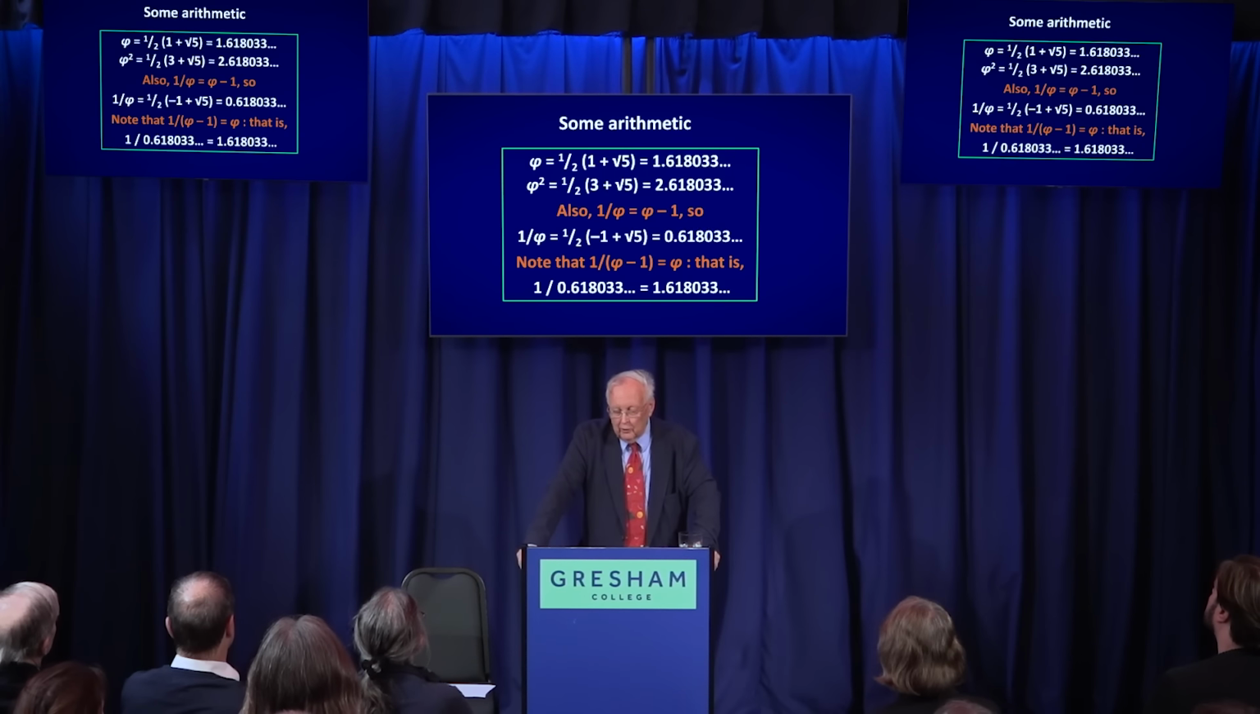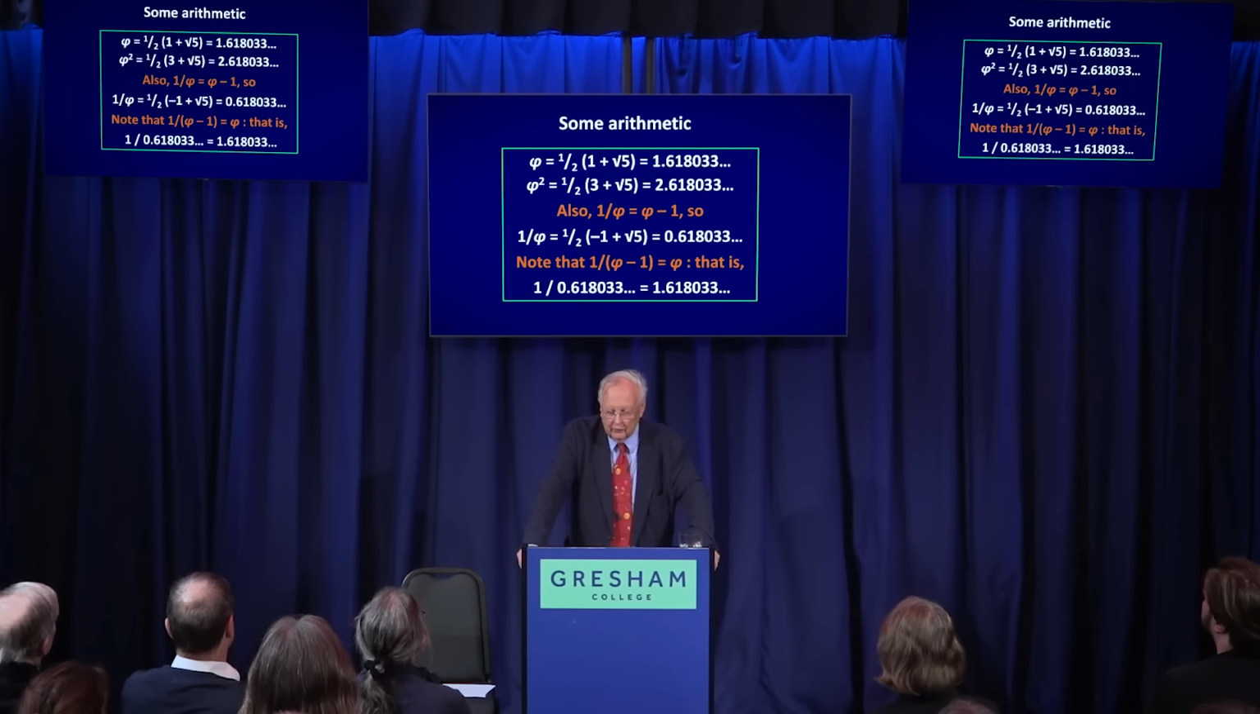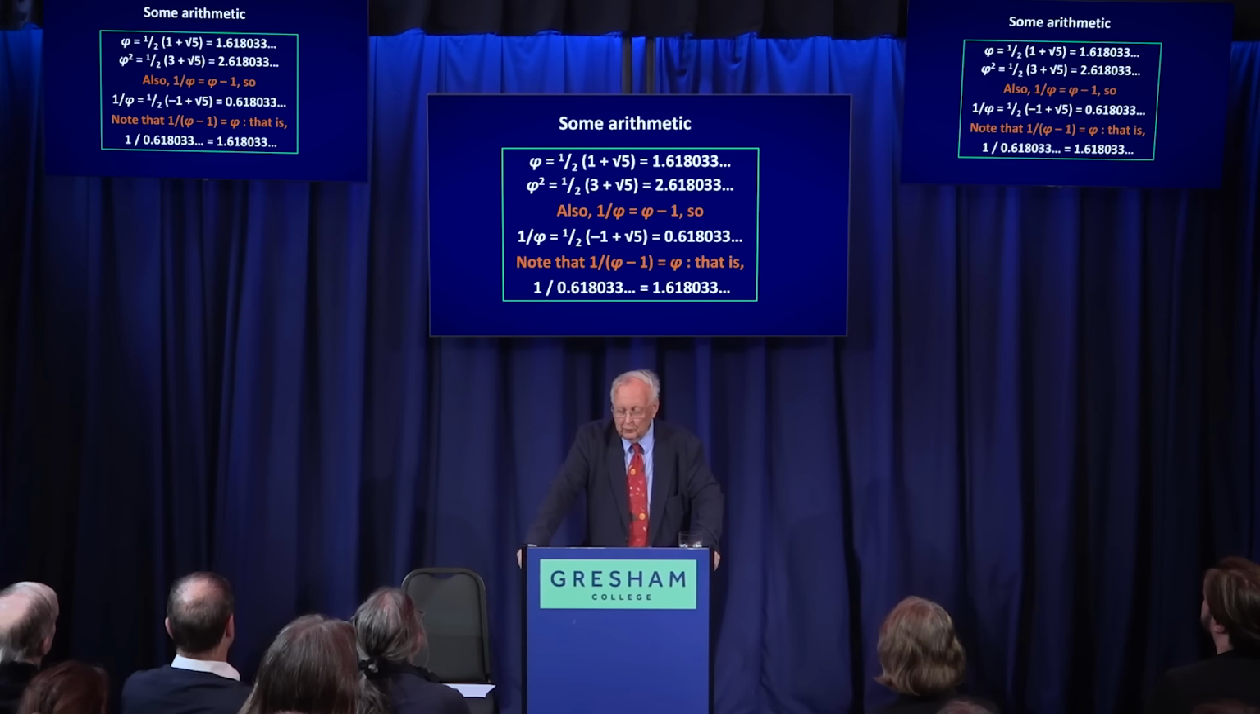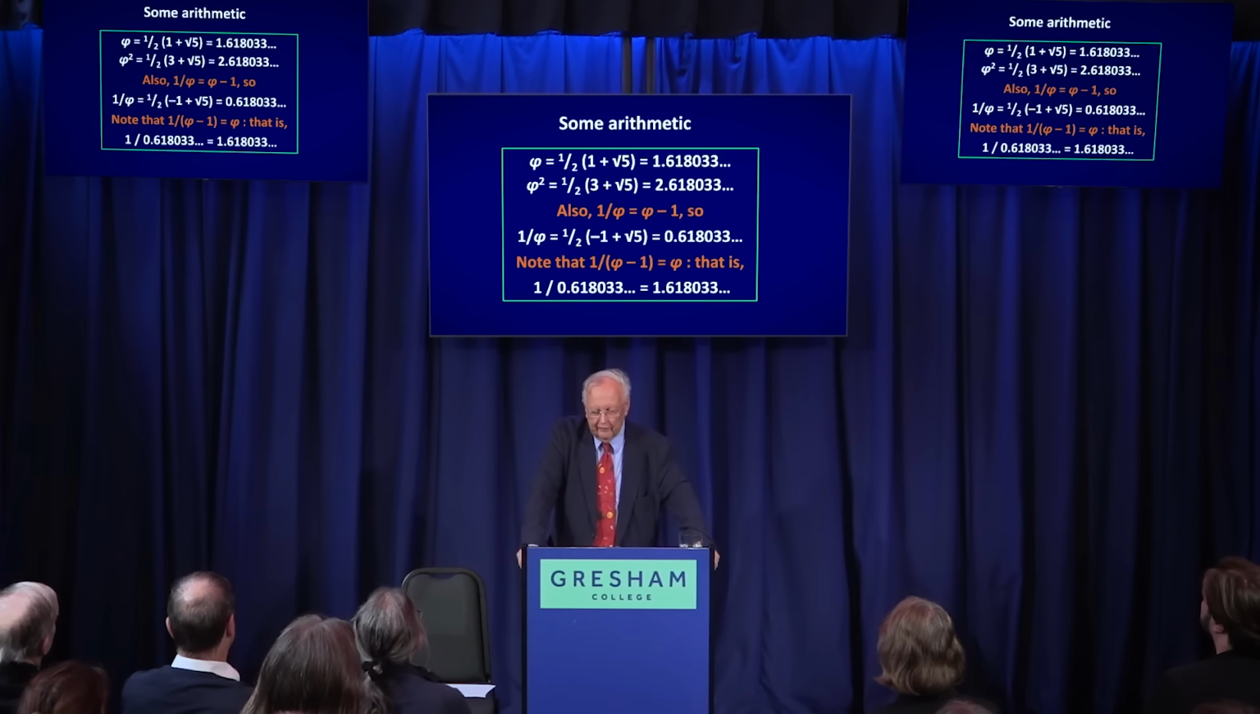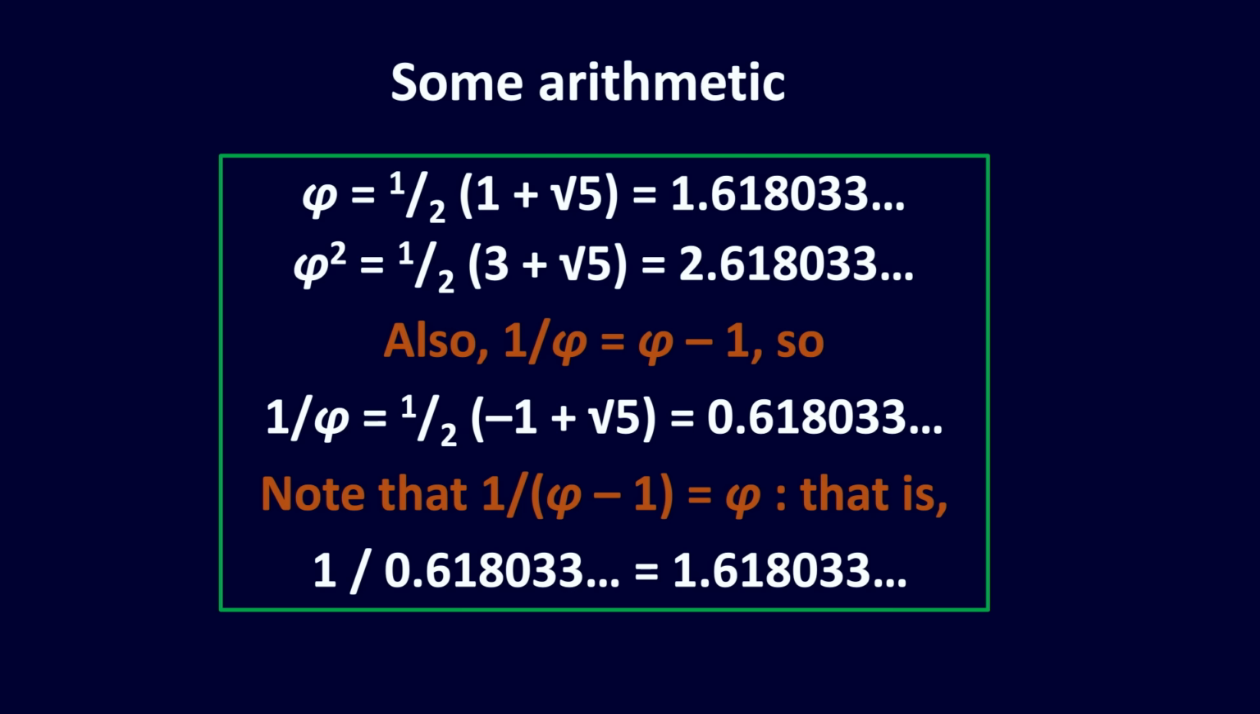And if we rearrange the quadratic equation as 1 over phi equals phi minus 1, we get its reciprocal 1 over phi by subtracting 1. So 1 over phi is 0.618, ... We notice also, I'll need this later, that 1 over phi minus 1 equals phi. That is 1 over 0.618 equals 1.618.